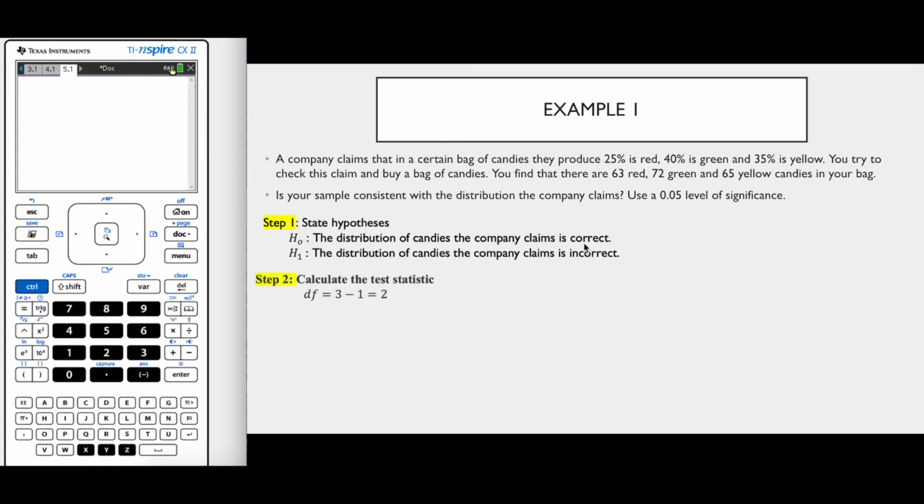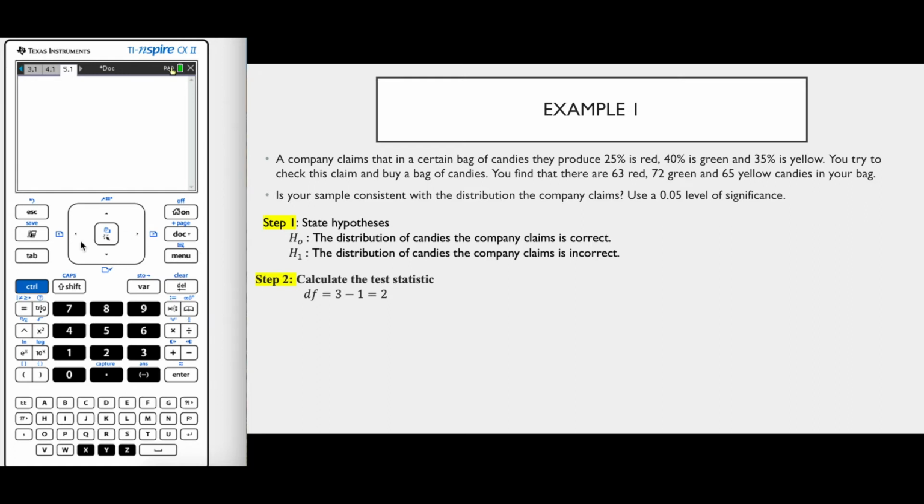So what we're going to do now is calculate the chi-square goodness of fit. Now, very important for the goodness of fit, we have to input ourselves what the degree of freedom is. So for the degree of freedom in this situation, we think, how many candies do we have? We have red, green, and yellow. 3 different candies. Therefore, our degree of freedom for this stats test is going to be 2. 3 minus 1.